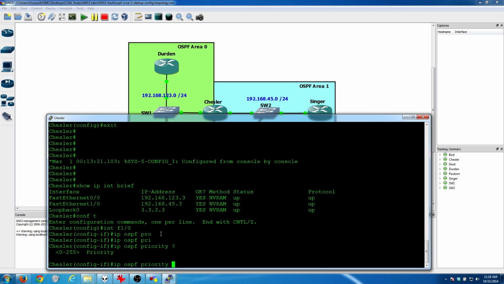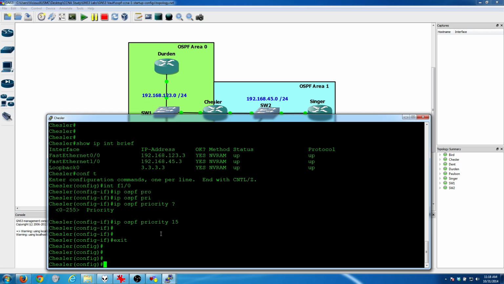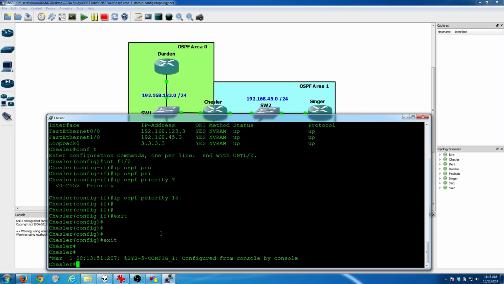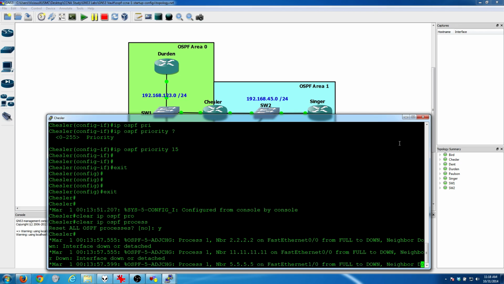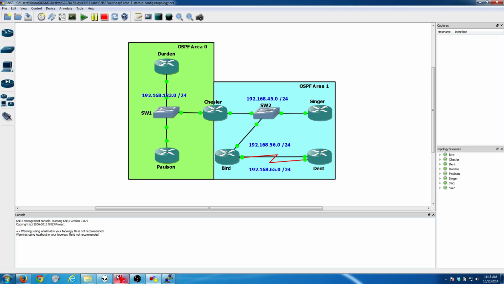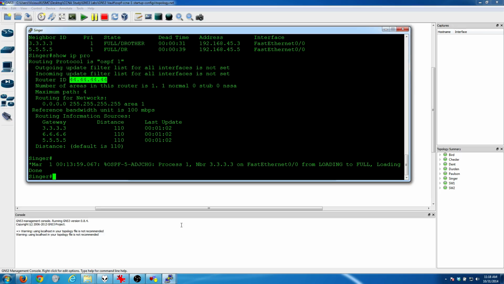There it is. And I'm just going to give it a higher priority than 1, is all we need, so I'll just make it 15. And now we change the priority. We're going to have to do the clear IP OSPF process on that router, and we're going to use Singer as our demonstration to make sure those changes worked.